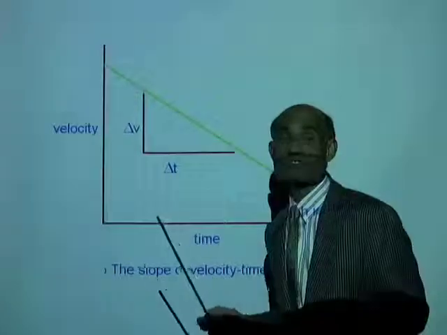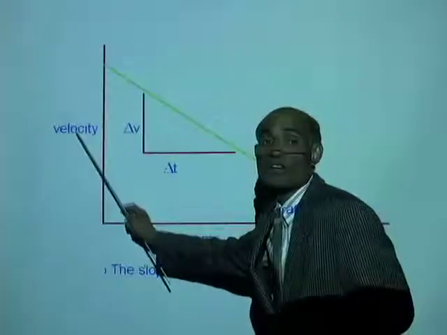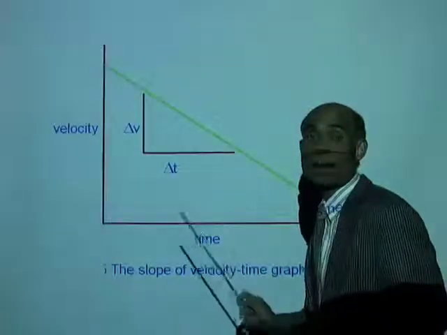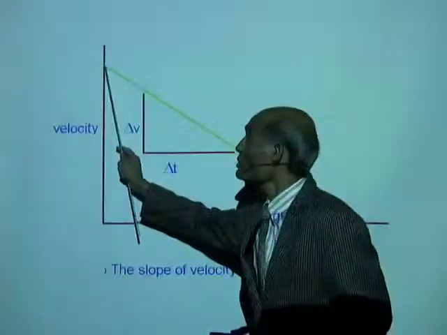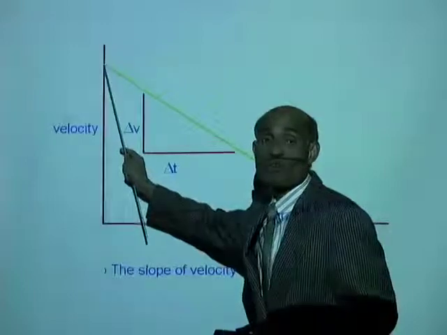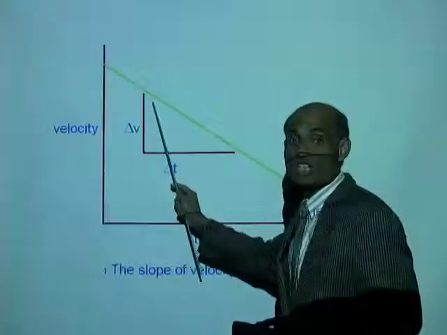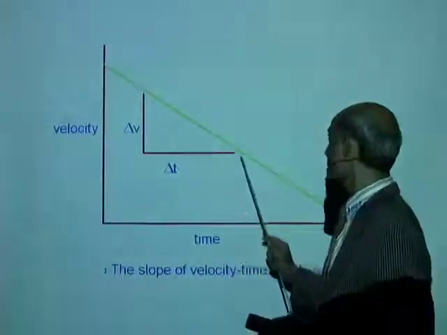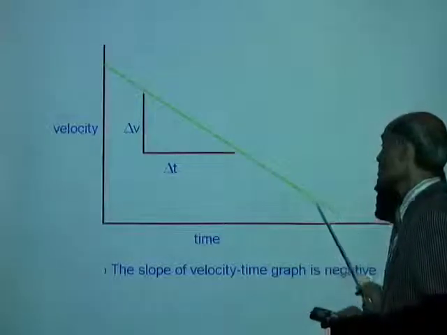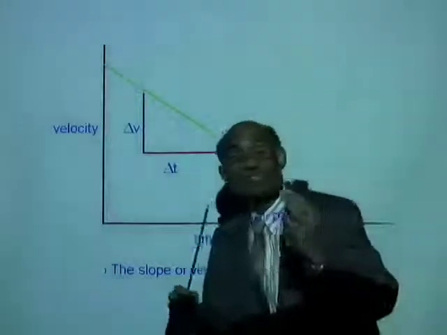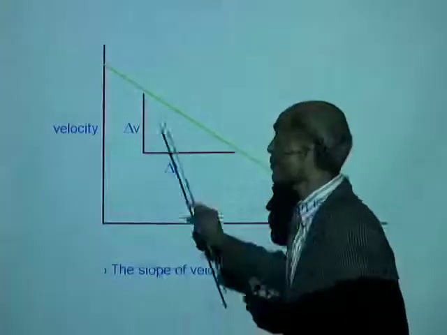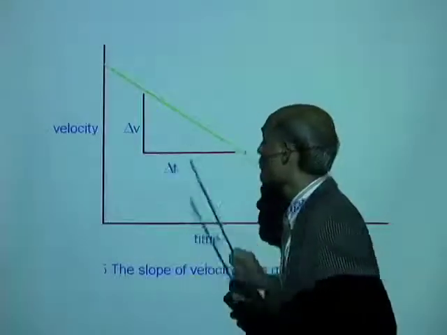Now look at the next graph. This is again a graph of velocity against time. What is the difference here? The particle starts with an initial velocity and its velocity decreases steadily until it reaches a very small value. The velocity is decreasing. Now, what kind of slope do you have for this graph?